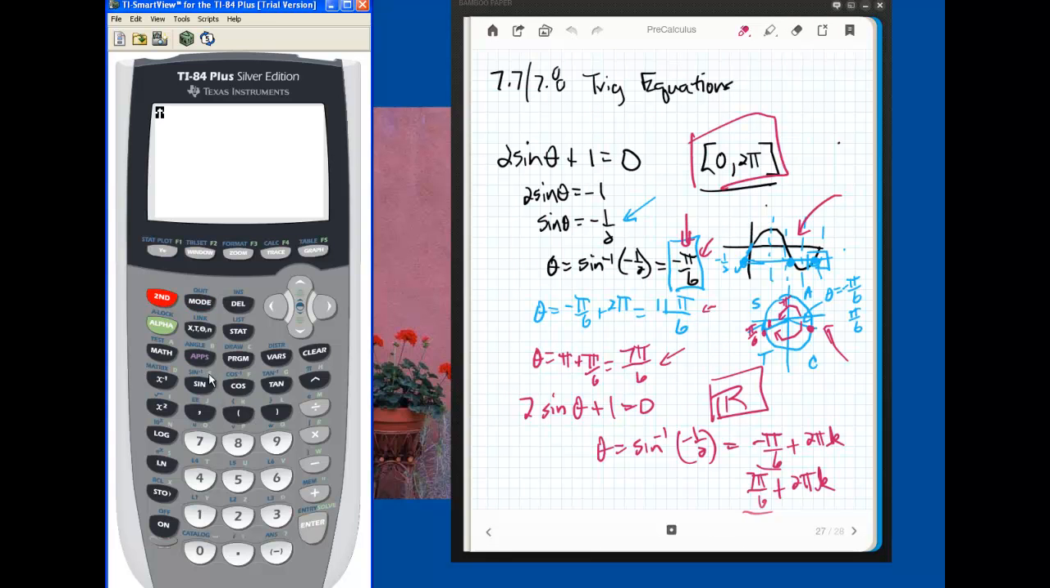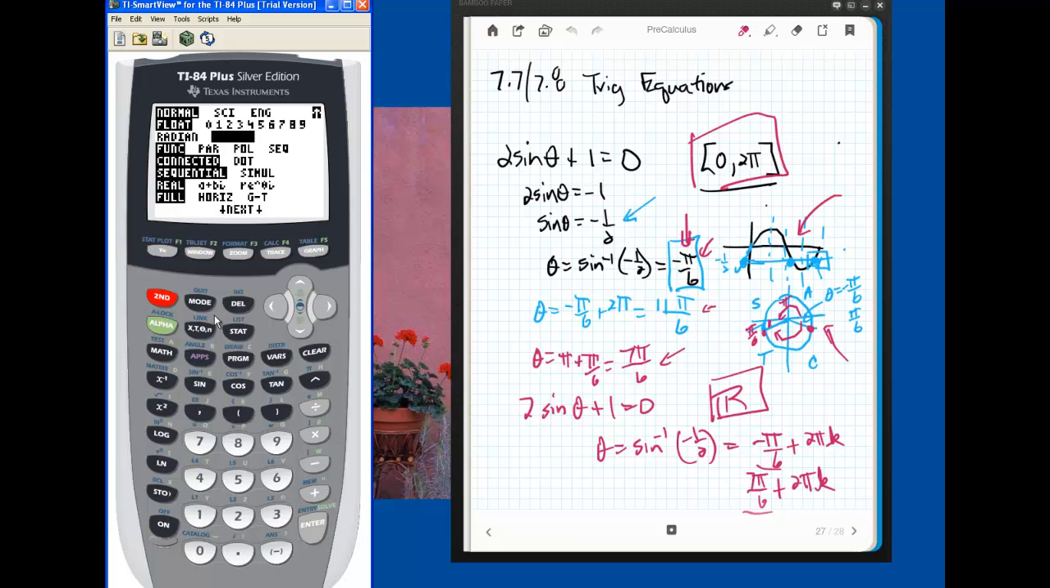So I'm going to hit second, I'm going to hit inverse sine, and then I'm going to go negative 1 divided by 2 and print them. Let's see what happens. So it's going to spit this out. Now, I got to be real careful here. Let's check this out. Let's go to our mode. It's in radian. Now, just for giggles, even though I don't like to take it out of radian if I can help it, I'm going to put it in degree.